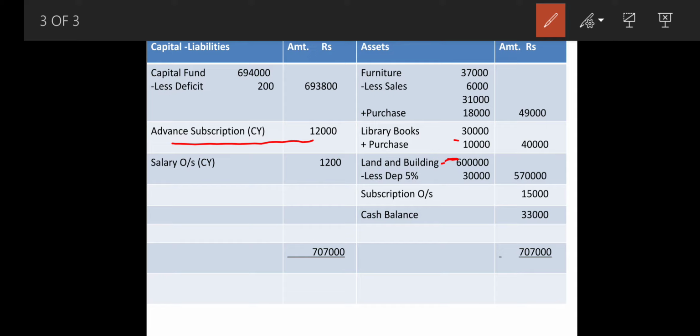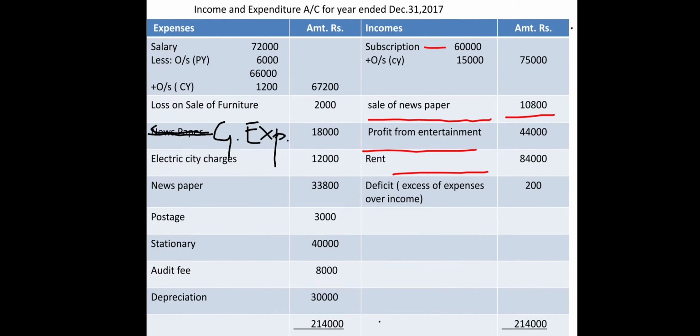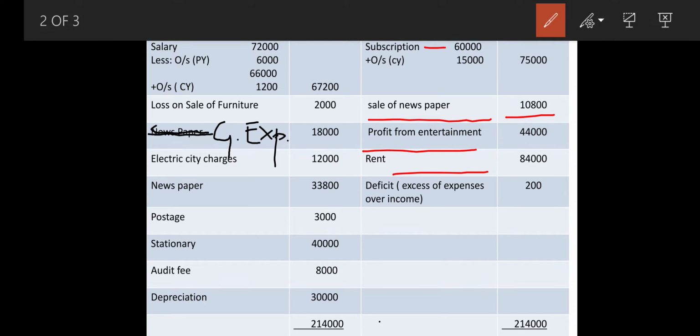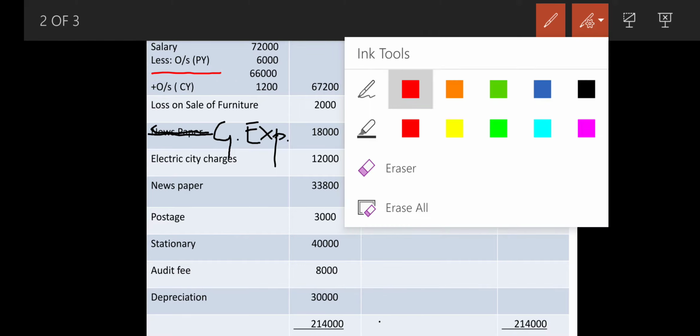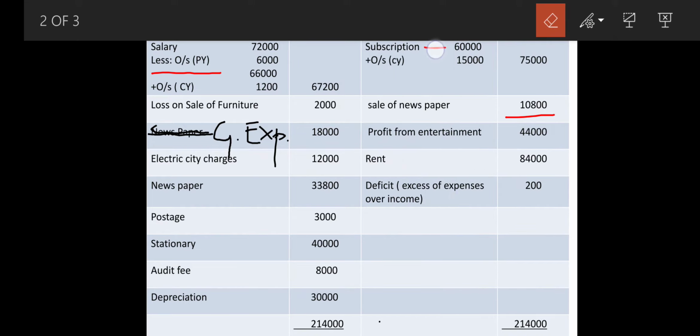Then comes the liability side, outstanding salary. Now, outstanding salary comes to your income and expenditure. There you had already written salary 72,000. Over there write down less outstanding salary previous year 6,000. So that gives you the inner column figure 66,000.